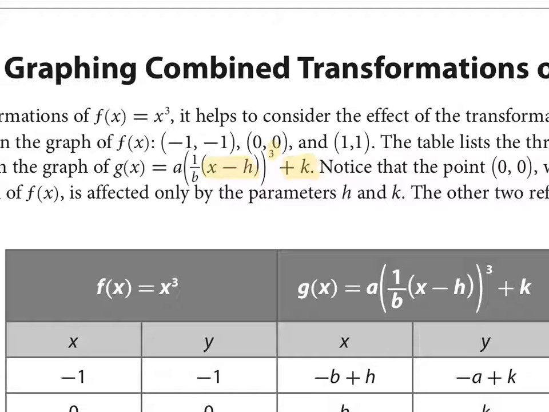And out front we have this a, which actually does what we call a vertical stretch. And we can also have a constant that is inside the parentheses. So let me look at this. So here's a parenthesis, and that cube is on the outside. So we can also have a constant on the inside of that parenthesis right there. And that's going to cause the graph to be more stretched horizontally. And you'll see that when we do some examples.